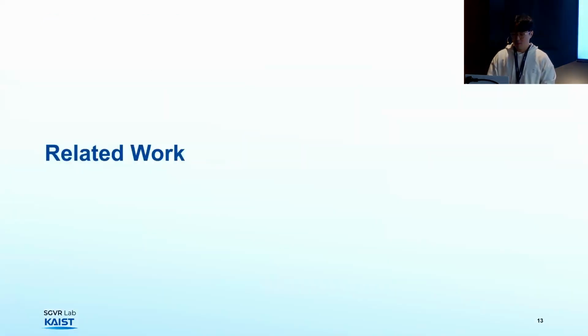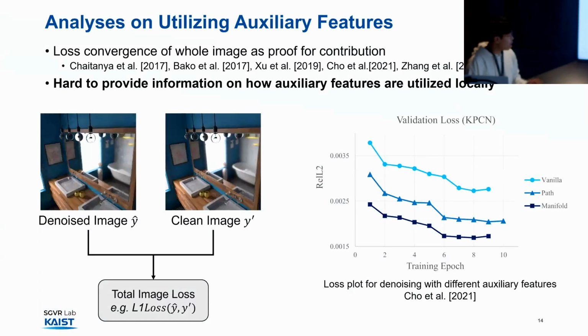Before going over our method, I will briefly summarize the related works. Let's first talk about the utilization of auxiliary features for learning-based denoisers. Recent learning-based denoisers analyze the utilization of various auxiliary features based on the loss convergence during training. There are various combinations of auxiliary features, and among those combinations, the one that shows the best convergence is considered the optimal choice.